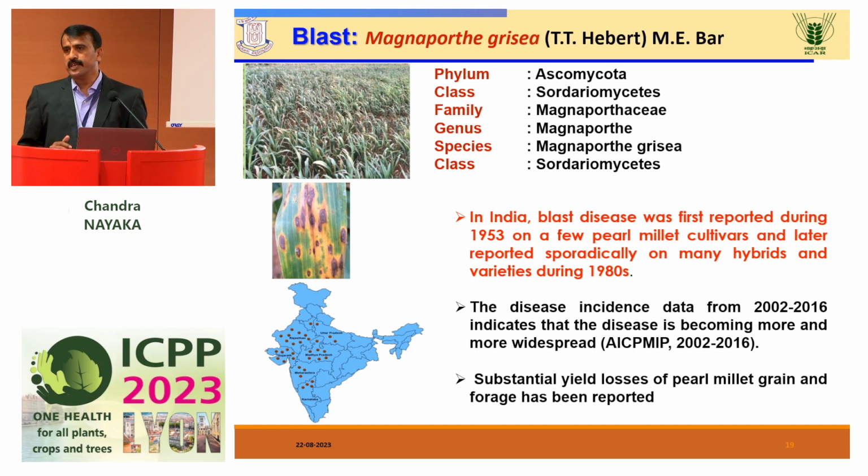So for the past decade, in India and Africa, millet farmers have been facing a problem with blast disease. It is the number one disease at present. It is mainly caused by Magnaporthe grisea, and it is capable of reducing the yield by up to 30 to 35%.